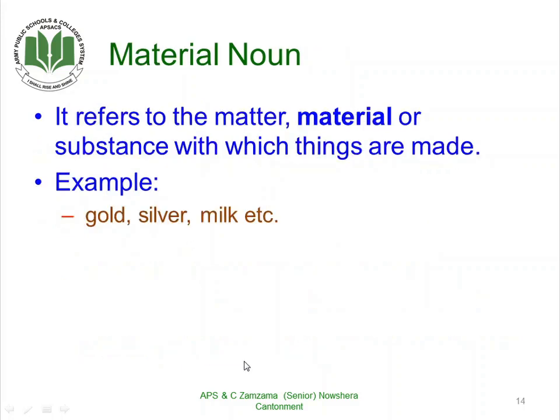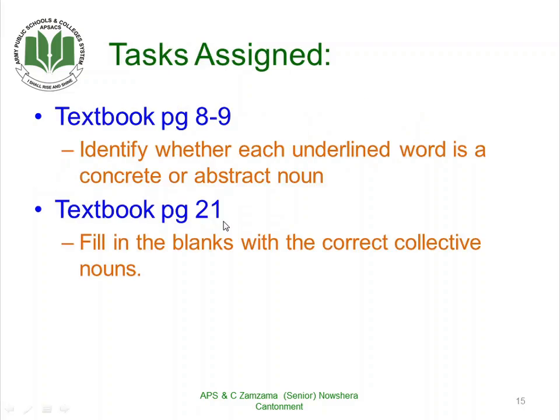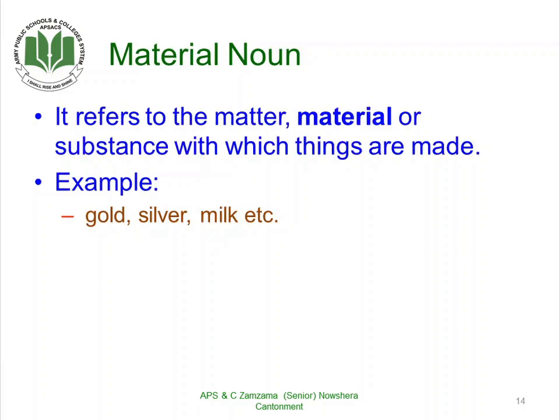Understood? Now come towards the next one, that is material noun. It actually refers to the matter or material or substance with which things are being made. For example, gold, silver, milk, etc. Now that was all for the noun and its types. I hope that you have understood what a noun is and what are the different types of nouns.